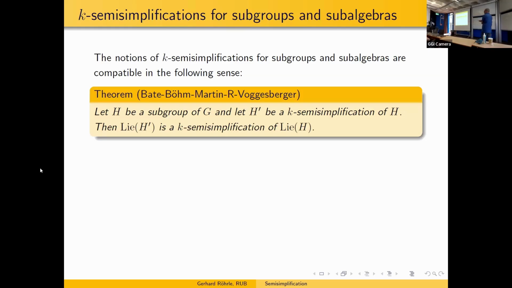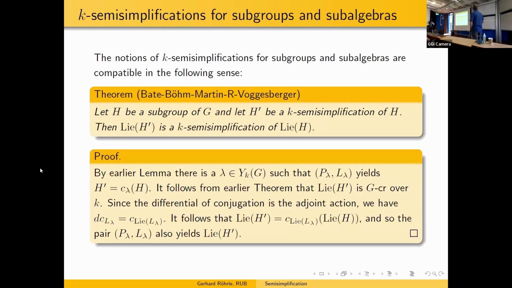I have a subgroup H and I have its semisimplification, H prime, and then what does the H prime have to do with the semisimplification of the Lie algebra of H? Well, it's a semisimplification of the algebra. It's as good as it can be. And maybe I can give you a proof here.